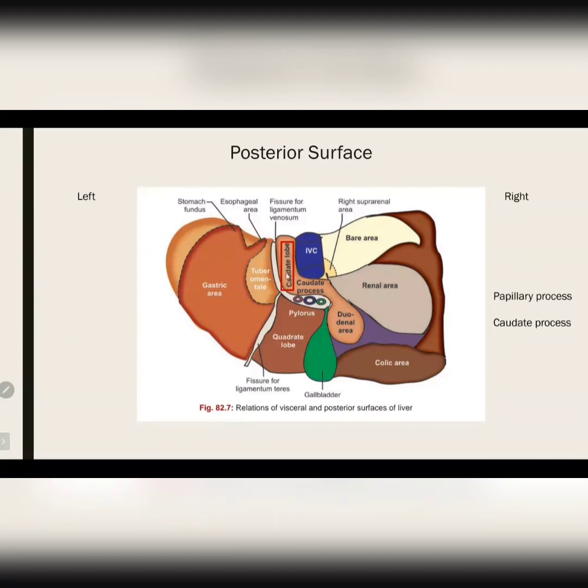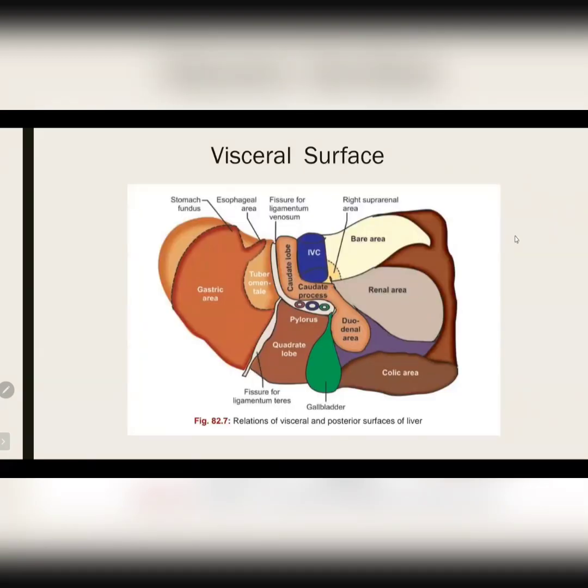Now, the caudate lobe also has an elongated process towards the right side, which is called the caudate process. And there is one more small projection on the caudate lobe, which is called the papillary process. The grand finale of today's class is the relations of the visceral surface of the liver.